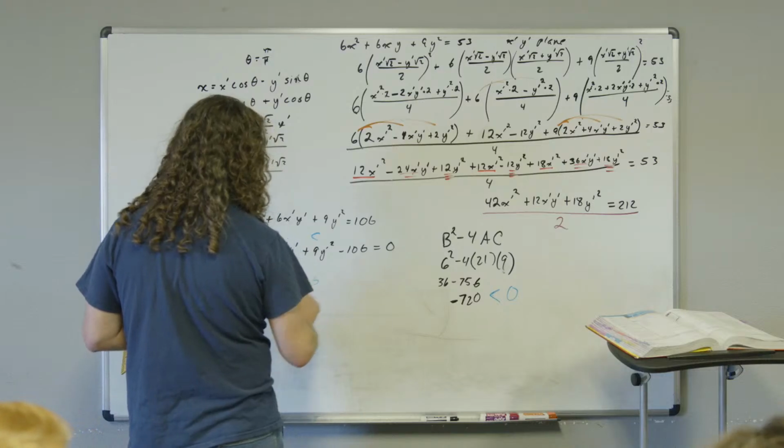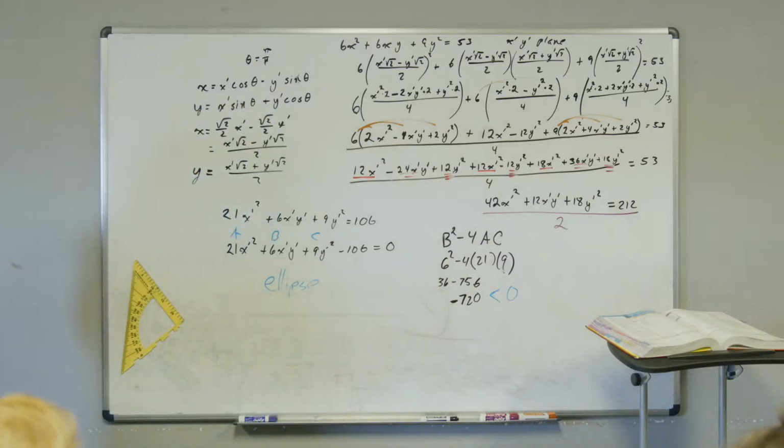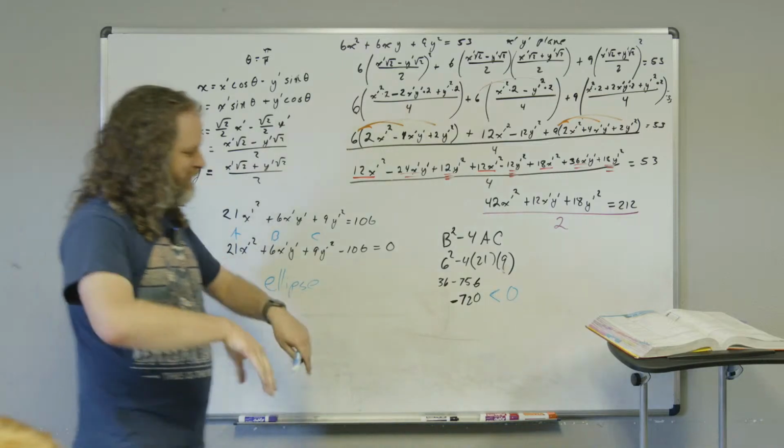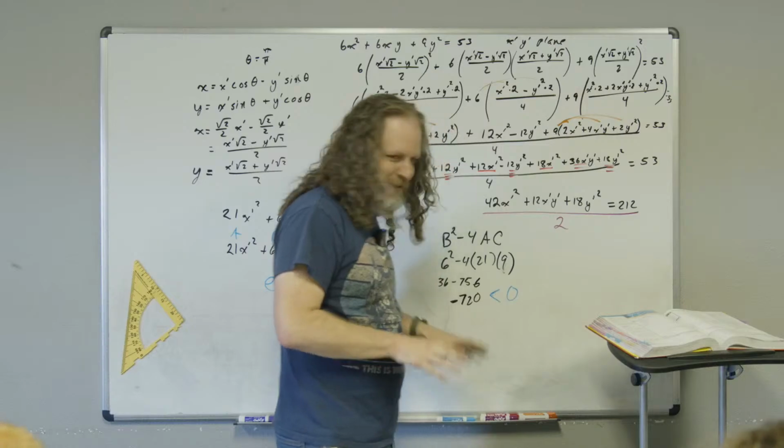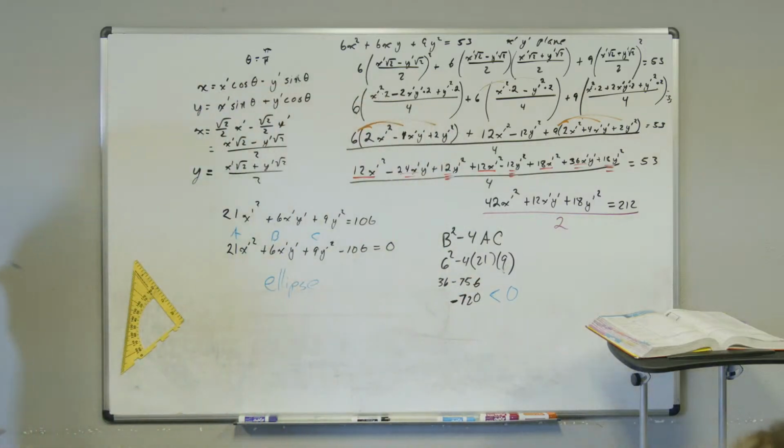And if it were bigger than 0, what do you think it would be? Hyperbola. Yep, that's right. And if it was equal to 0, what do we think it would be? A circle. Look at that.